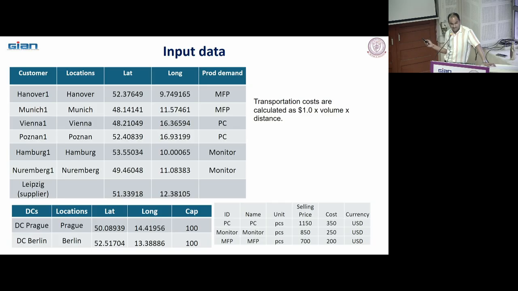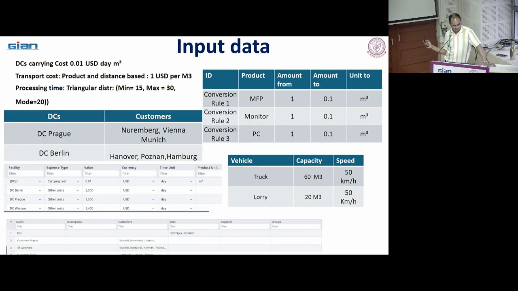What is this cap? Capacity of each DC. And these are the details of the product: name, unit, pieces, selling price and cost. What else do you need? DC carrying cost. You are keeping the inventory at 2 DCs, so that's 0.01 USD per meter cubic. Transport cost is product and distance based, 1 USD per meter cubic per kilometer. Processing time is a triangular distribution, it follows the min, max and mode. DC Prague serves these 3 customers and Berlin serves these 3 customers.